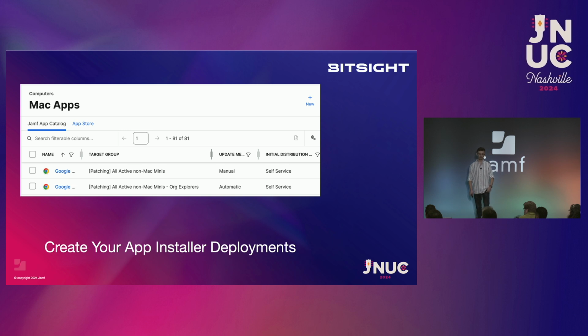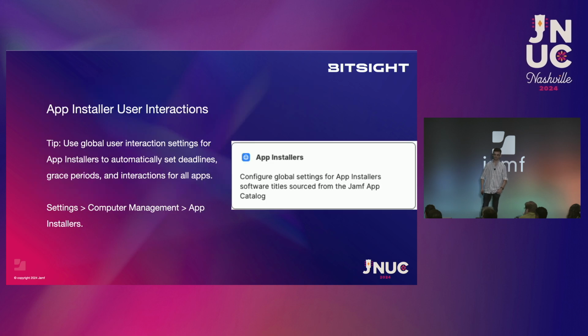So essentially, you'll want to create, again, 2 app deployments per app that we're putting into self-service. Here's what that should look like for both your Org Explorers and non-Org Explorers group, with make available in self-service as the initial distribution method, and automatic and manual patching for the update method.